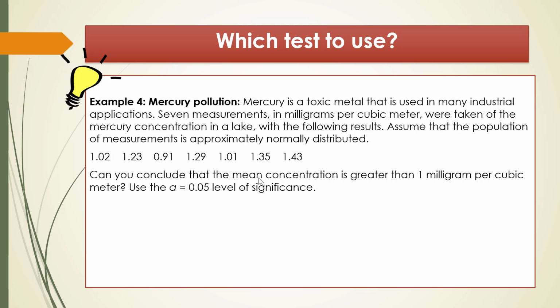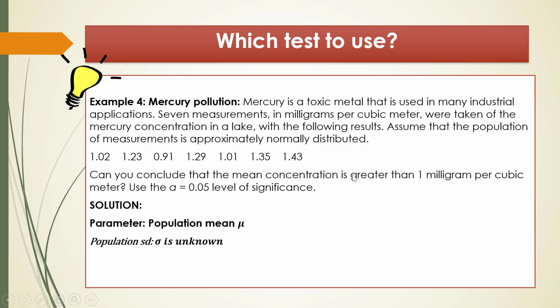So here we need to determine which parameter we are interested in. Let's read the claim. Can you conclude that the mean concentration is greater than 1 milligram? So the mean concentration means the population mean. So the parameter is mu. The next question is whether the population standard deviation is known. We are given a sample and there's no information about the population standard deviation. So sigma is unknown.